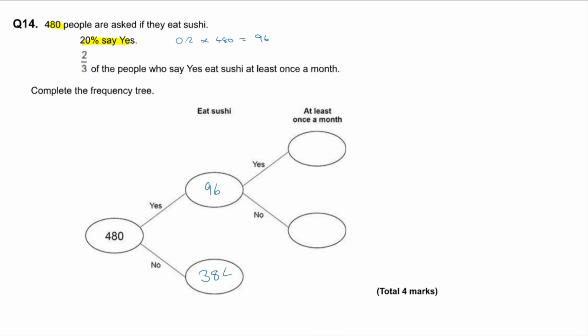Okay, and then 2/3 of the people who say yes eat sushi at least once a month. Okay, so I need to find 2/3 of my people who say yes. So what is 2/3 of 96? Okay, and I can just type that into the calculator as it is. I'm going to use the fraction key.